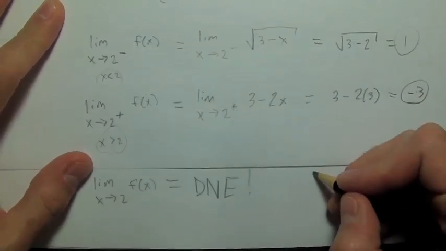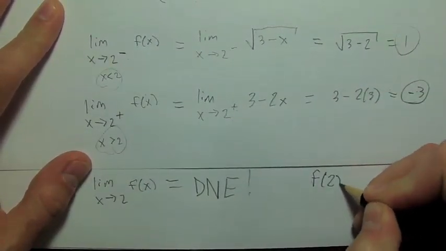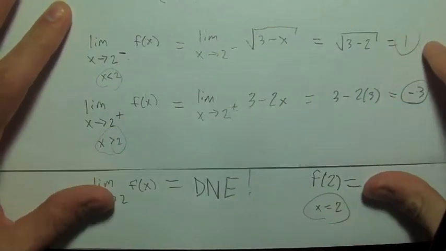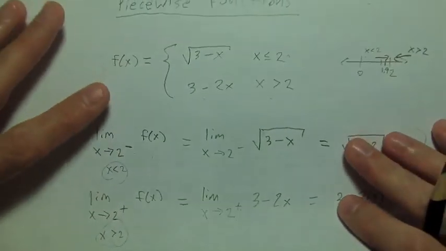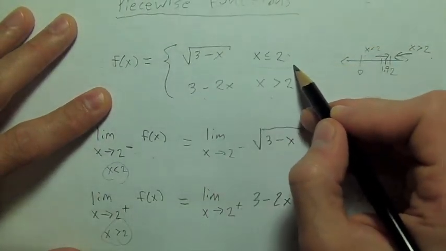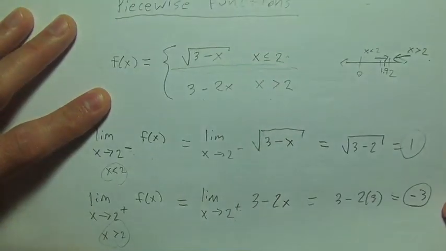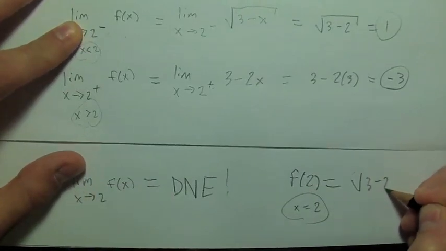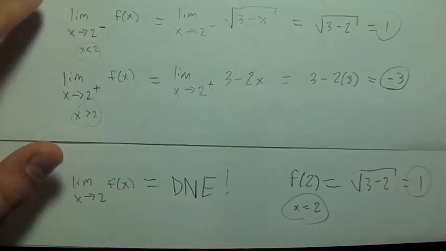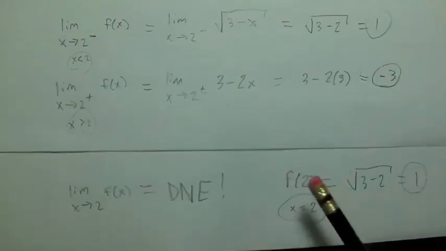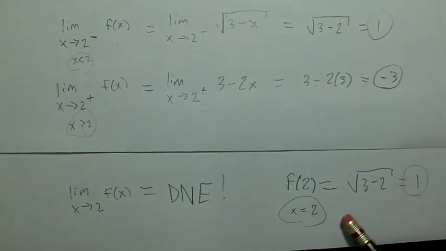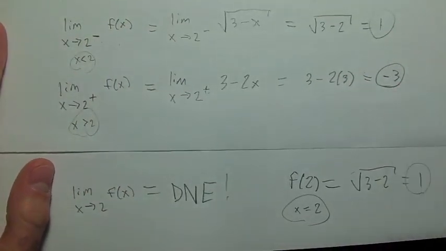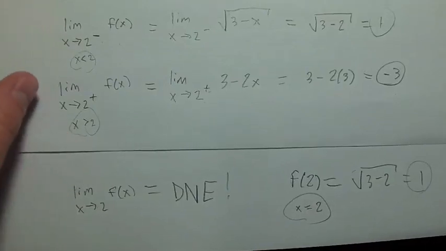All right, what about f of 2? Now, this is where x actually equals 2. Right? So if we go back up, let's look here. Where does x actually equal 2? Well, that's at this top piece, so that will be the square root of 3 minus 2, which is 1. Okay, so here we go. The function itself exists at 2, it equals 1, but the limit does not exist because we have a jump. Right, from the left it's going to 1, from the right it's going to negative 3.